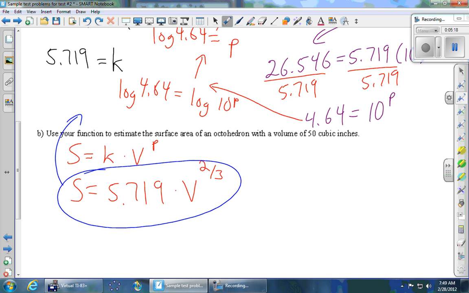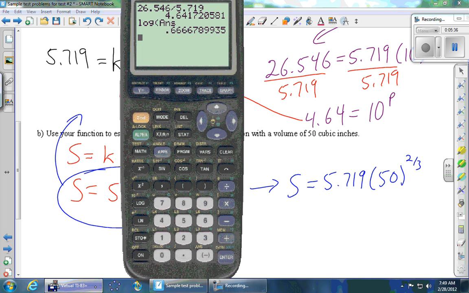Part B, use your function to estimate the surface area of an octahedron with a volume of 50 cubic inches. So we're going to just plug in. Instead of the V, we'll put 50. 5.719 times 50 to the 2/3. Don't forget parentheses around the power. And we get around 77.6.